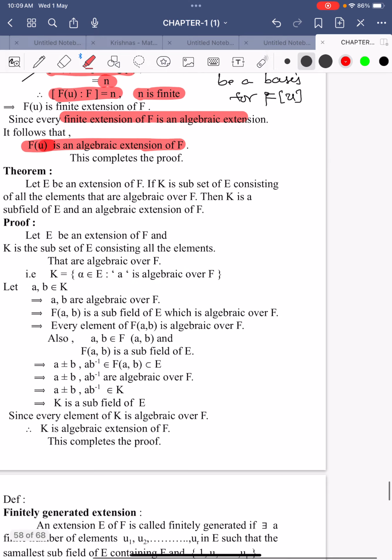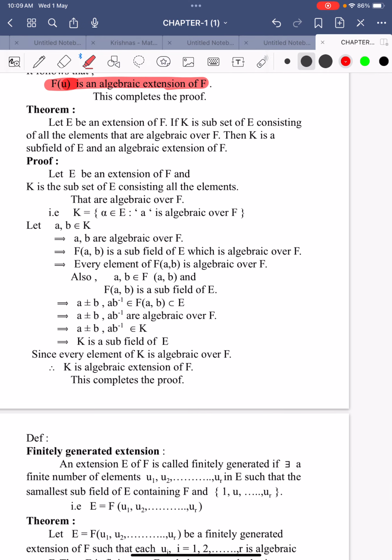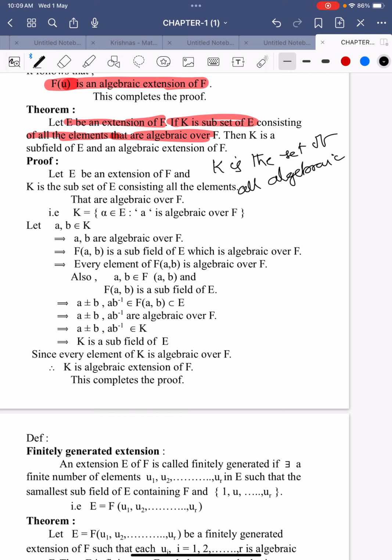Simple and easy theorem. Now we are going to prove one more theorem. This is also very simple and easy. Let us see. Let E be an extension field of F, and K is a subset of E consisting of all elements that are algebraic over F. It means K is the set of all algebraic elements over F. These algebraic elements are taken from E. We are choosing the algebraic elements from E and we denote them as K. And the statement is then K is a subfield of E and an algebraic extension of F. Then K is a subfield of E as well as an algebraic extension of F.